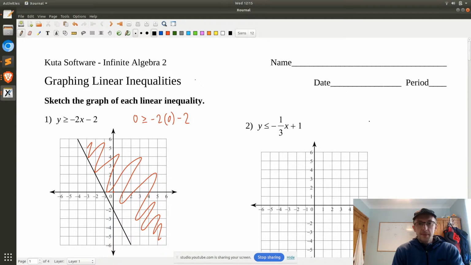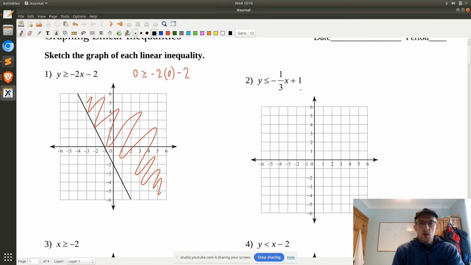Next up, y equals negative a third of x add 1. That's the corresponding linear equation. So solve it. I mean, graph it, rather.